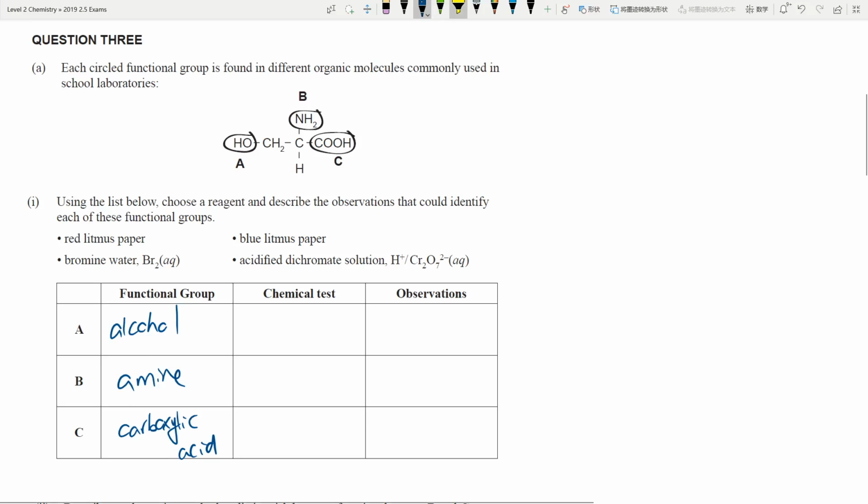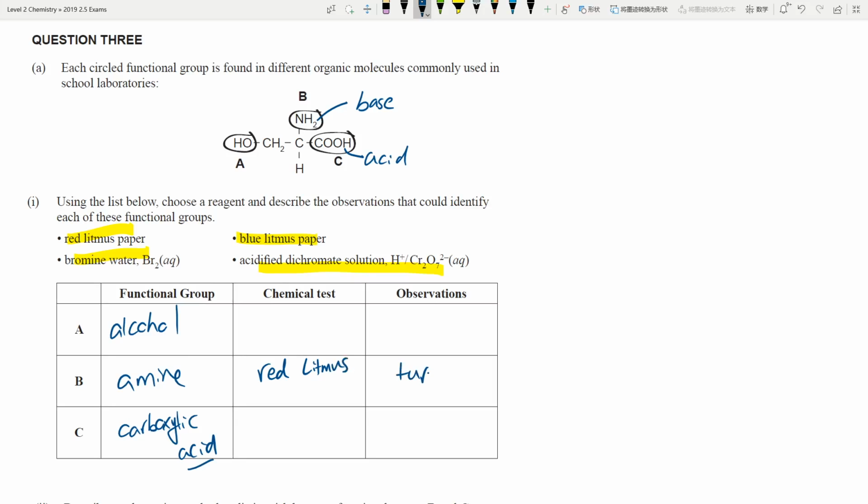Okay, so we got given red litmus paper, bromine water, blue litmus paper, and acidified dichromate solution. You need to understand, guys, that amines are basic. When you see NH2, this is alkaline, this is a base. When you see COOH, the name says it is a carboxylic acid, so this is acidic. So when you have litmus paper, you're going to use red litmus paper for amines, because those will turn blue. And for the carboxylic acid, you're going to use the blue litmus, and this will turn red.